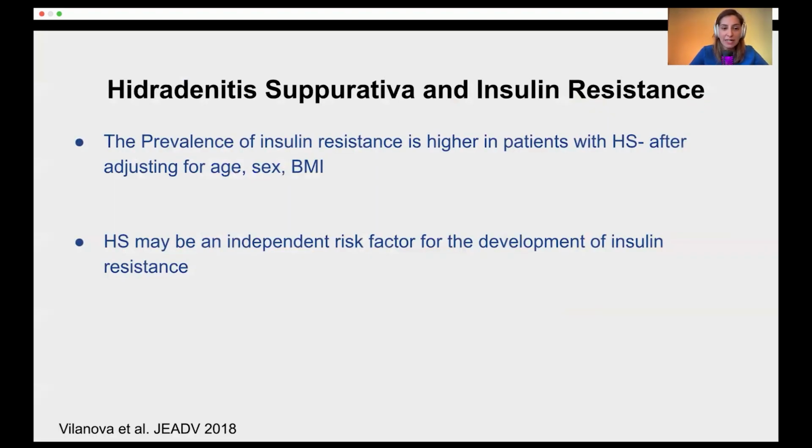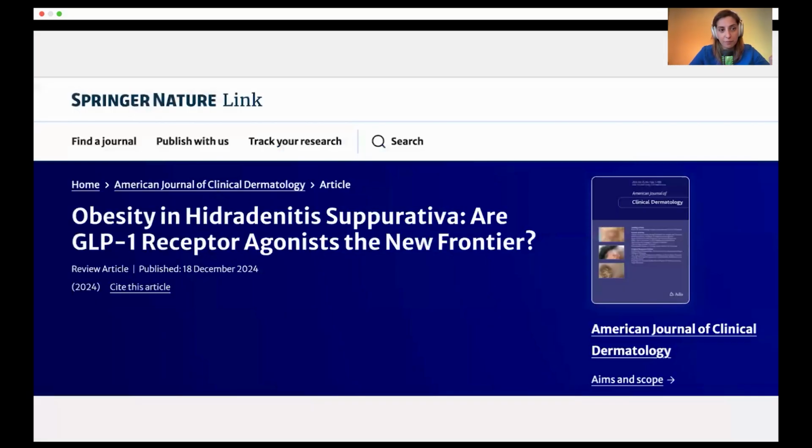Hidradenitis suppurativa is another classic condition that we know has insulin resistance. We know the prevalence of insulin resistance is higher in patients with hidradenitis even after you adjust for age, sex, or BMI. And hidradenitis suppurativa is an independent risk factor for development of insulin resistance. So like I mentioned, who do you test for insulin resistance? I think everyone with HS you should, even if they have a normal hemoglobin A1C, even if they seem not to be obese, have a normal BMI. HS itself is a condition that is a risk factor. So you should test their insulin resistance.